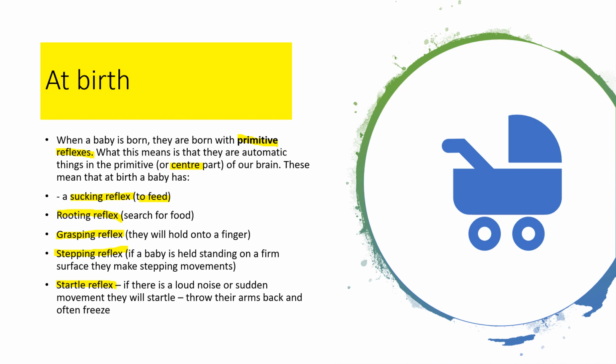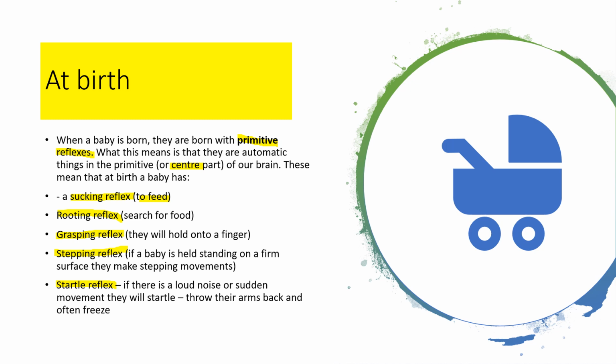If there's a loud or sudden movement, they will startle. They will throw their arms back, and they'll often freeze as well. Other primitive reflexes are things like blinking, for example, that we can't consciously control, or breathing. Okay, so the primitive reflexes are the central things that our body needs to survive.